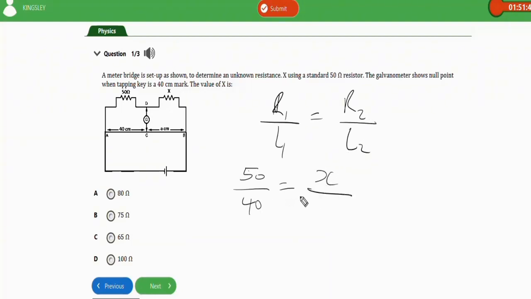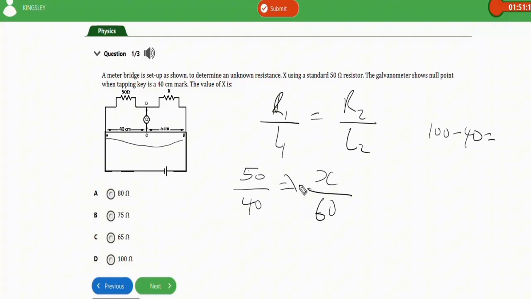Now to get the L2, basically if you look at this diagram, from here to here is 100 cm. So to get the second length, what you do now will be to subtract 40 from 100. So when you subtract 40 from 100, the L2 will be 60. Okay, so that's 60 cm.